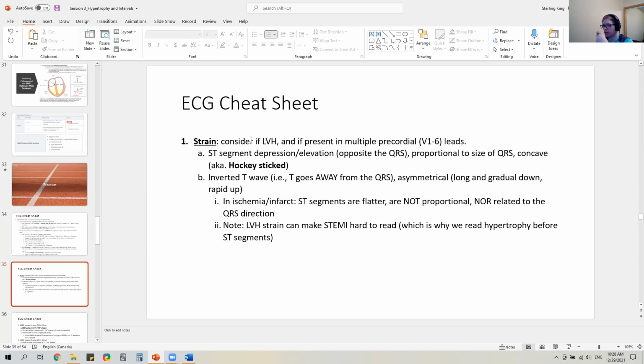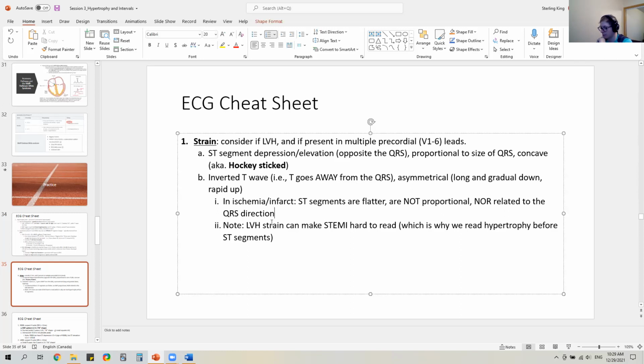Strain. So if you're seeing left ventricular hypertrophy, your antenna should go up, you're looking for strain. If it's present in all the precordial leads, like V1 through 6, that's probably strain. You can see ST segment elevation or depression proportional to the size of the QRS, and it's concave, aka hockey stick. And the T wave is inverted, going away from the QRS, and it's asymmetrical, which just stands out when you see it.